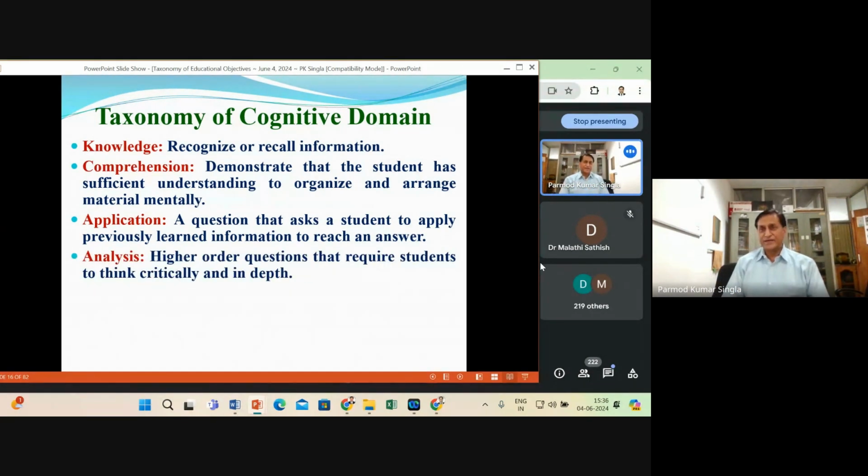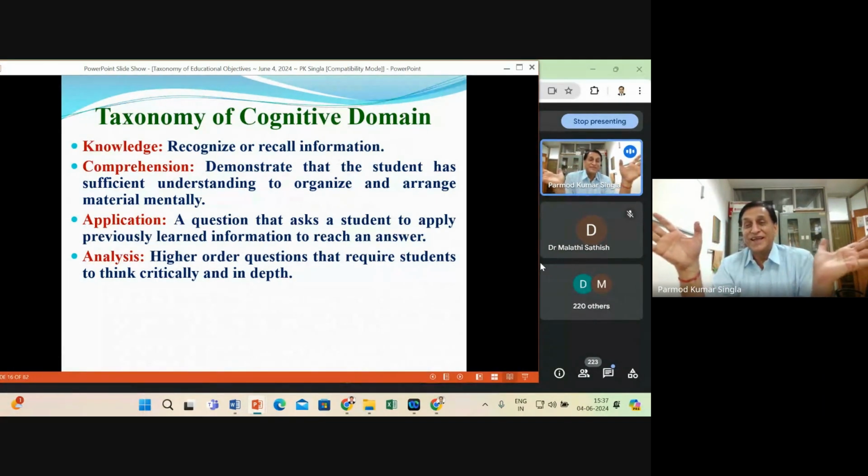And the higher level than the application is analysis. In many situations, there is a direct application. And in many situations, who knows better than the engineers? You have to analyze the situation first and then apply. You have to analyze and then apply. And to analyze the situation, you require a higher order of intellectual skills. You can discriminately choose an option out of so many options and apply it.